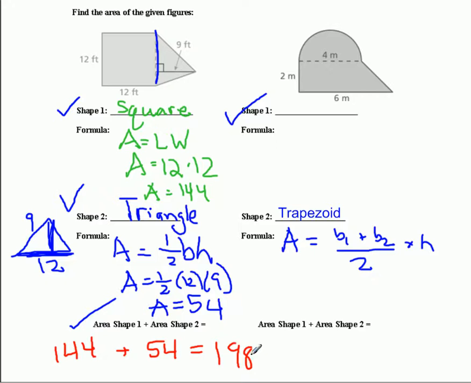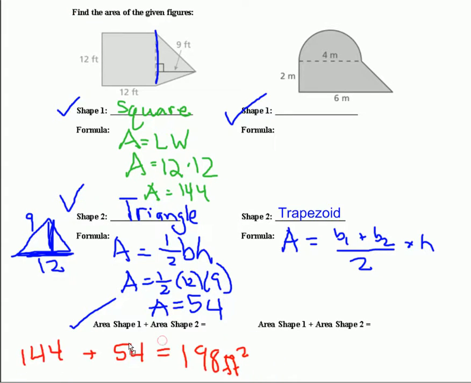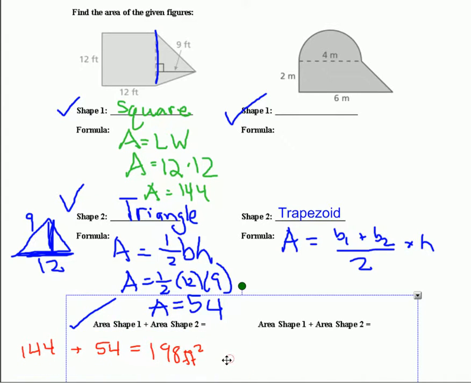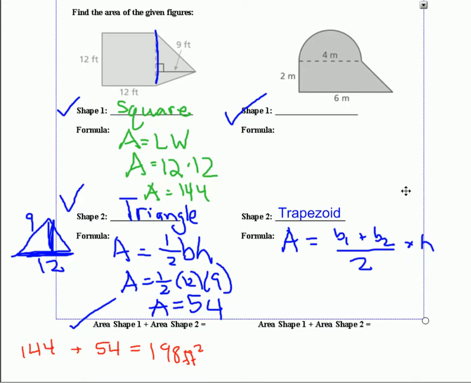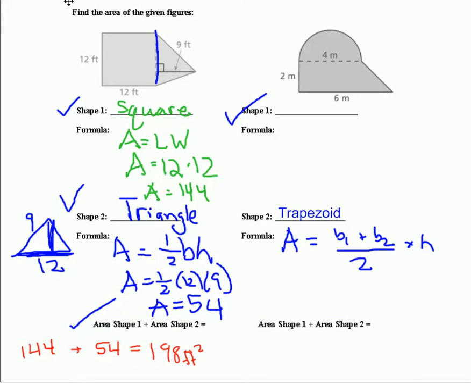198. Label it. Feet squared. If you got it all by yourself, you're doing pretty well. If not, remember, you got to try these on your own. Math is happening around you. Do not let it go by without you paying attention and doing what you're supposed to be doing.